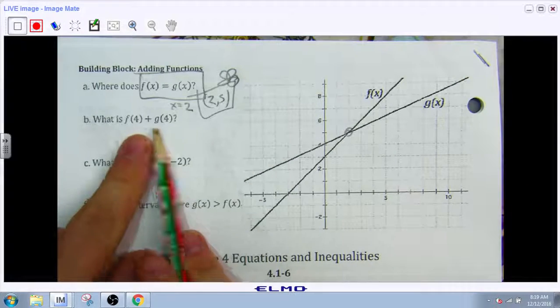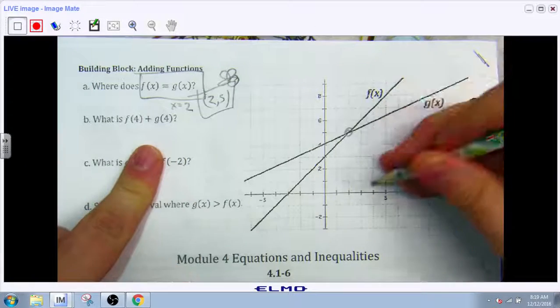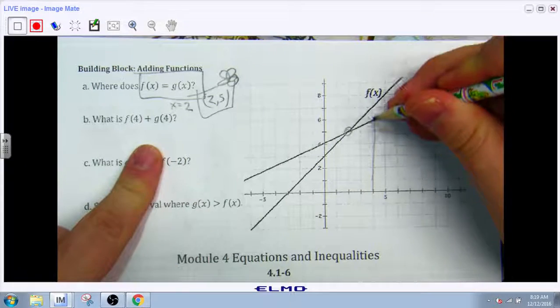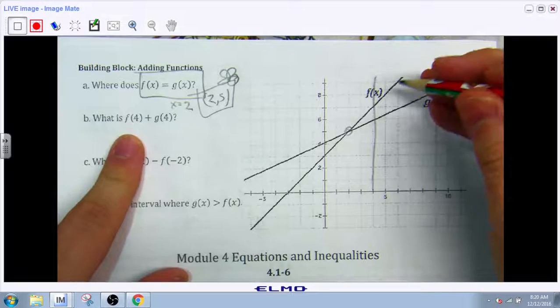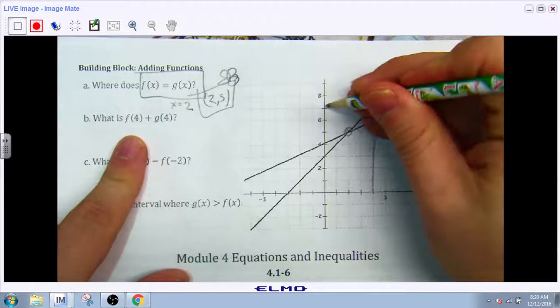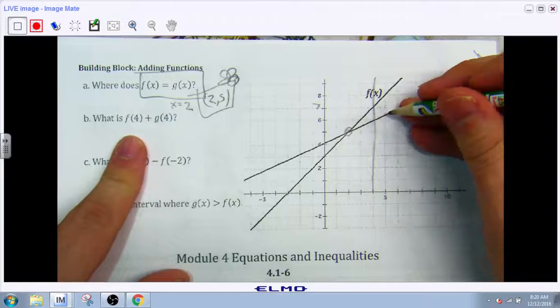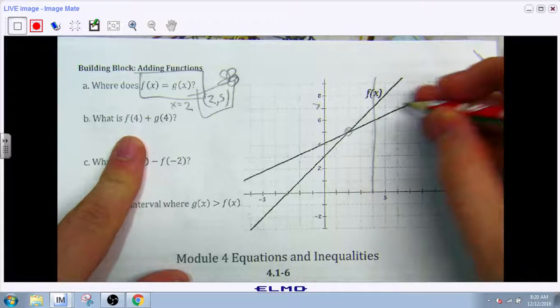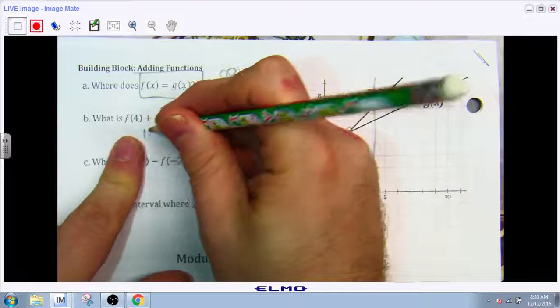What is f of 4 plus g of 4? Okay, so we've got to go to 4. Here's 4. F of 4, did I say b? I don't know why I was saying b. F of 4 is 7. G of 4 appears to be 6. So 7 plus 6 is 13.